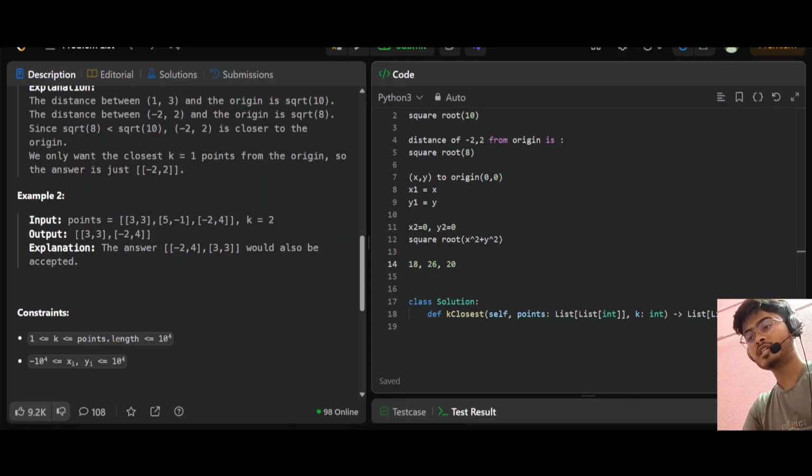So the points arranged according to their distances are 18, 20, 26. We need the closest 2 points. So we will return 3 comma 3 and minus 2 comma 4 because 18 and 20 are the smallest. That is the complete idea behind the sorting based solution. Let's write the code.